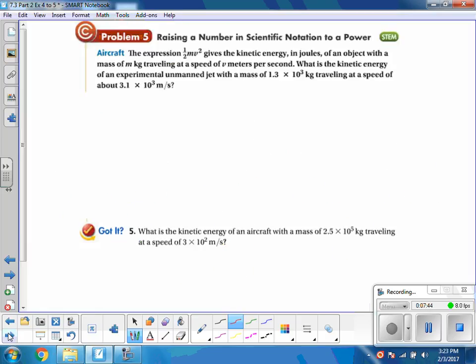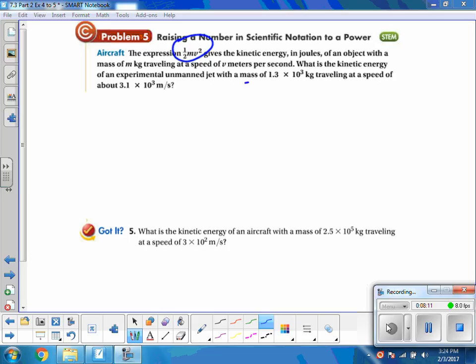Raising a number in scientific notation to a power. Let's take a look at it. All right, so I'm going to use my initial equation. So this expression gives the kinetic energy in joules of an object with a mass of m traveling at a speed of v in meters. So let's look at the two things. Our kinetic energy of some experiment that's happening. Oh, it's an unmanned jet, of course. Why not? Like a hovercraft. Ooh, like a drone.